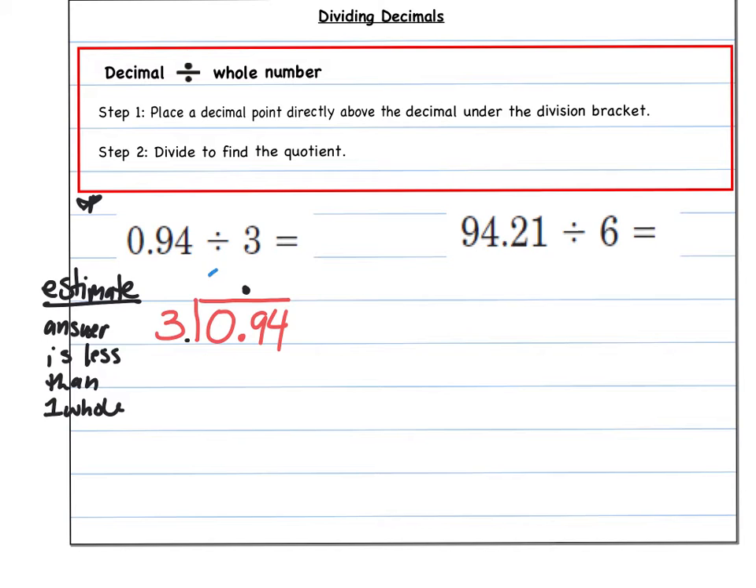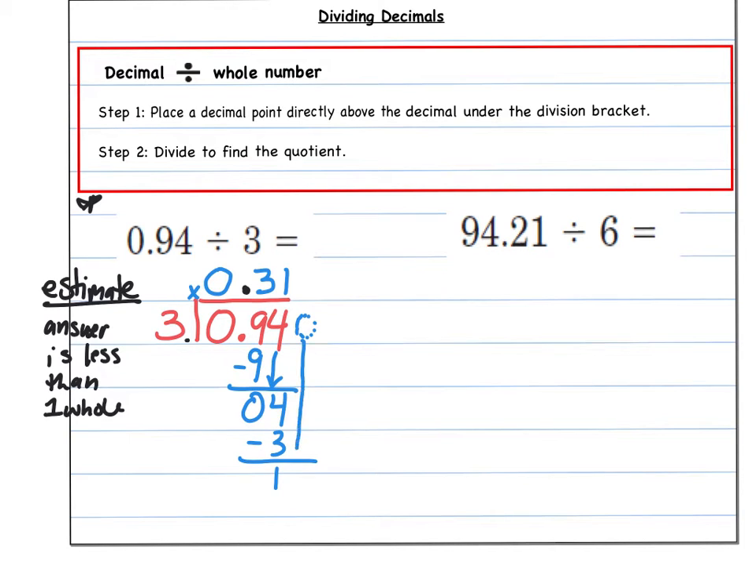3 does not go into 0. 3 goes into 9 3 whole times. 3 times 3 is 9. None left over. Going to the next place, I bring down my 4. 3 goes into 4 one time. 1 times 3 is 3, with 1 left over.